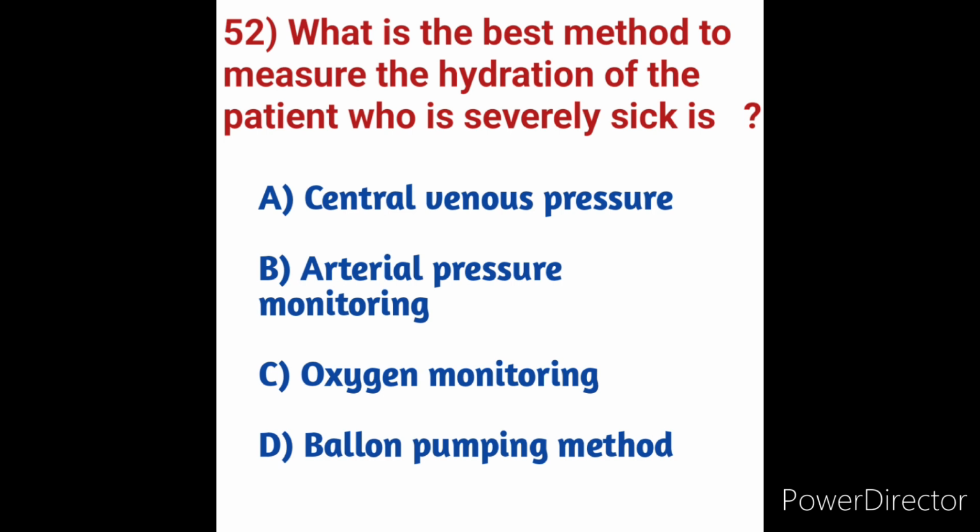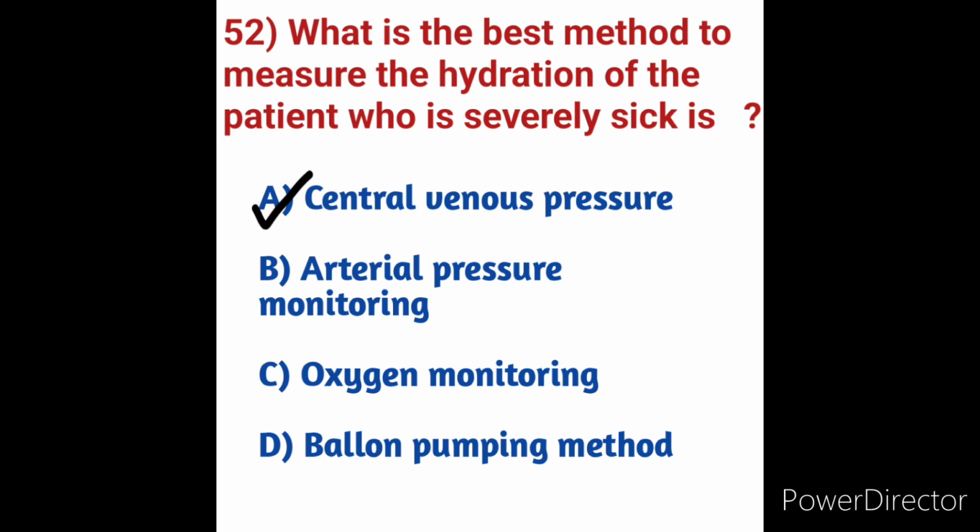Central venous pressure, which measures the pressure in the vena cava, can be used as an estimation of preload, right atrial pressure. The central venous pressure is often used as an assessment of hemodynamic status, particularly in the intensive care unit. So here, what is the best method for measuring hydration of the patient who is severely sick? Central venous pressure. Here option A is the correct answer.